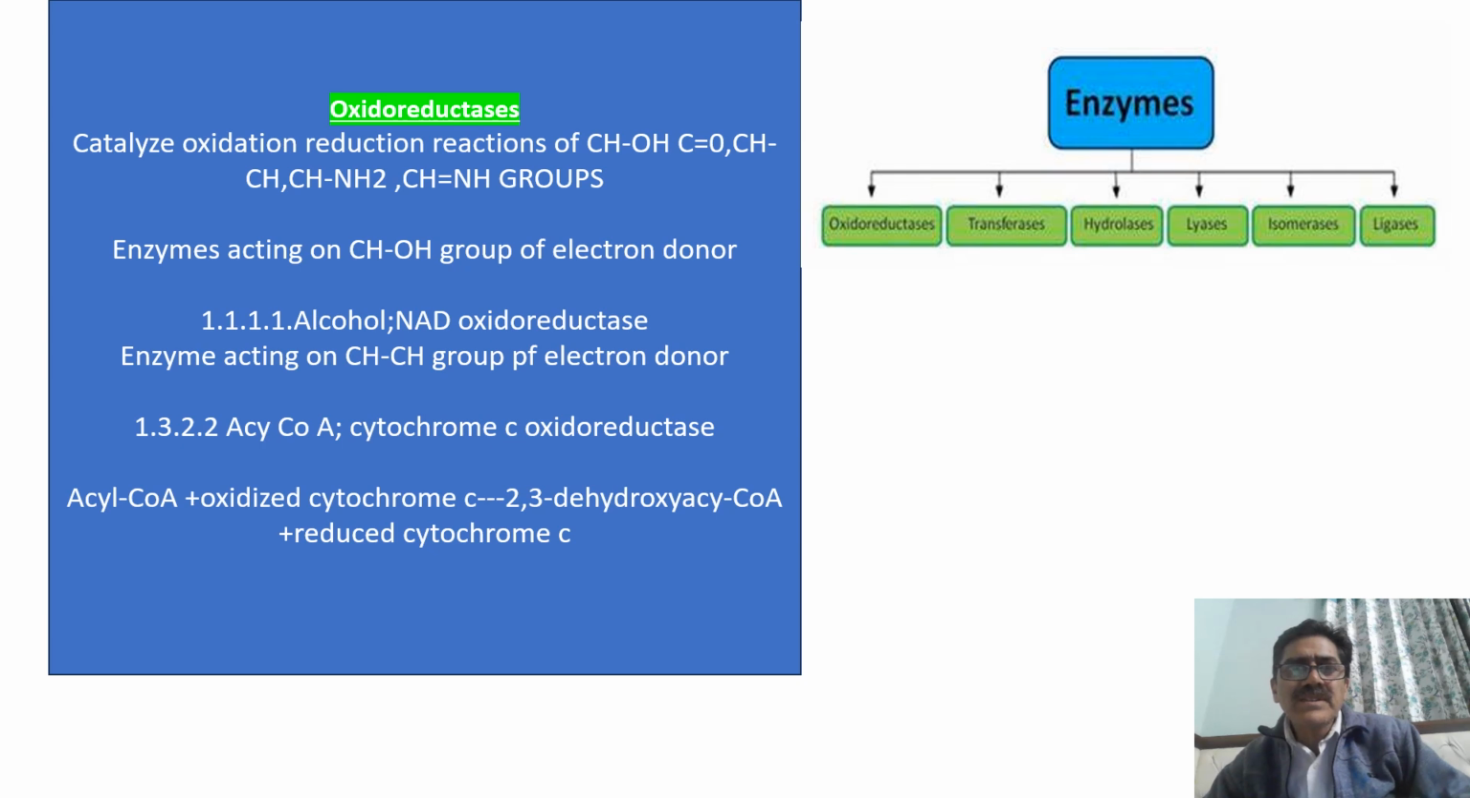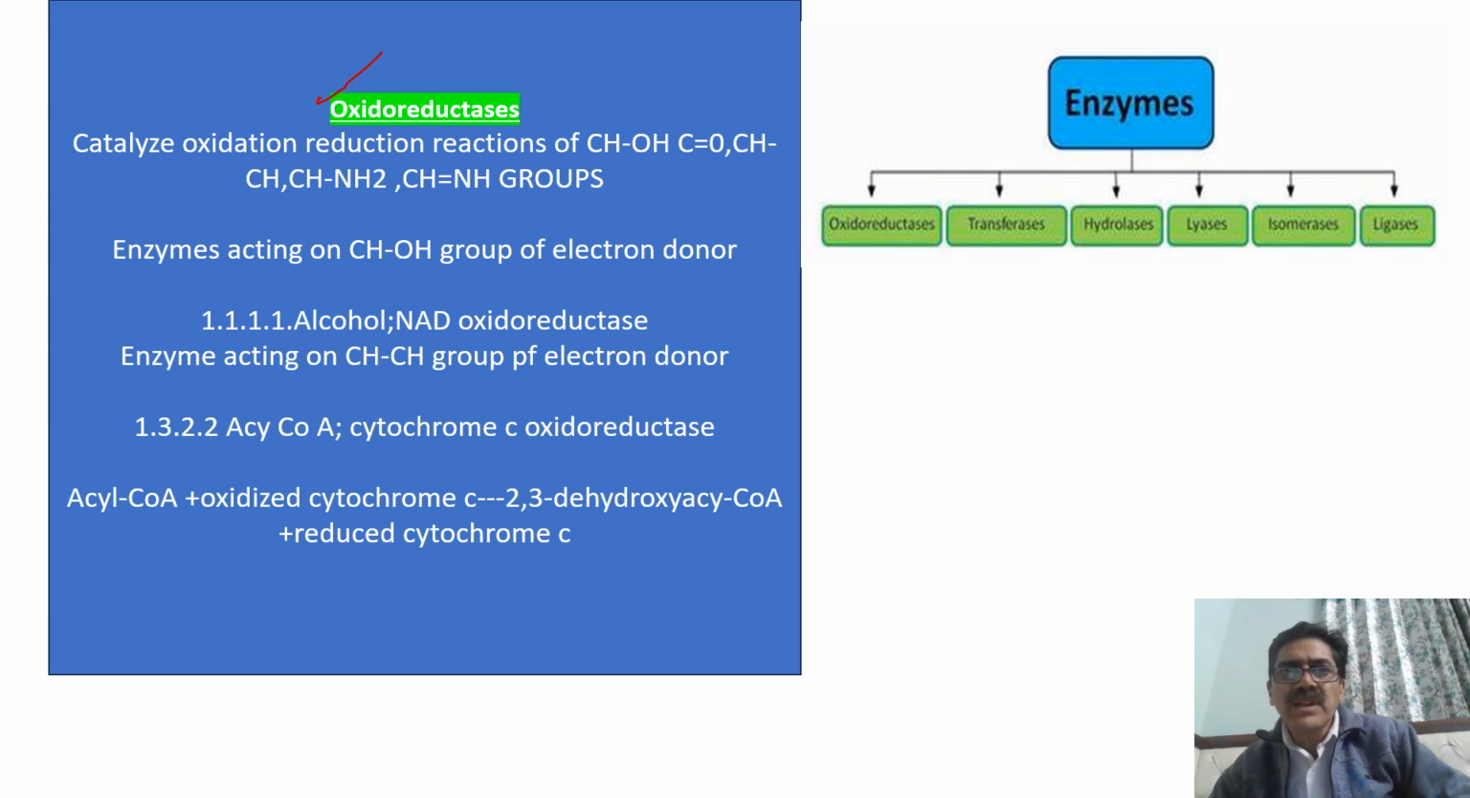Now, the next important class is the first class of the International Union of Biochemistry, oxidoreductases. Oxidoreductases is the first class. The second one you can see is transferases. The third one is hydrolases. The fourth one is lyases. The fifth one is isomerases. And the last one is ligases.